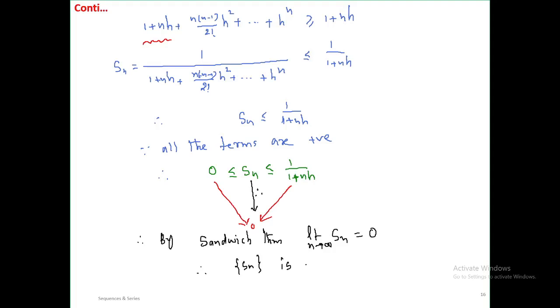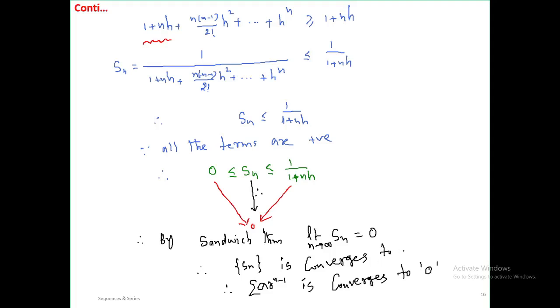The sequence of nth partial sums converges. Therefore the series, or a r power n minus 1, yeah, let me write clearly. So this is a r power n minus 1, it converges to 0.